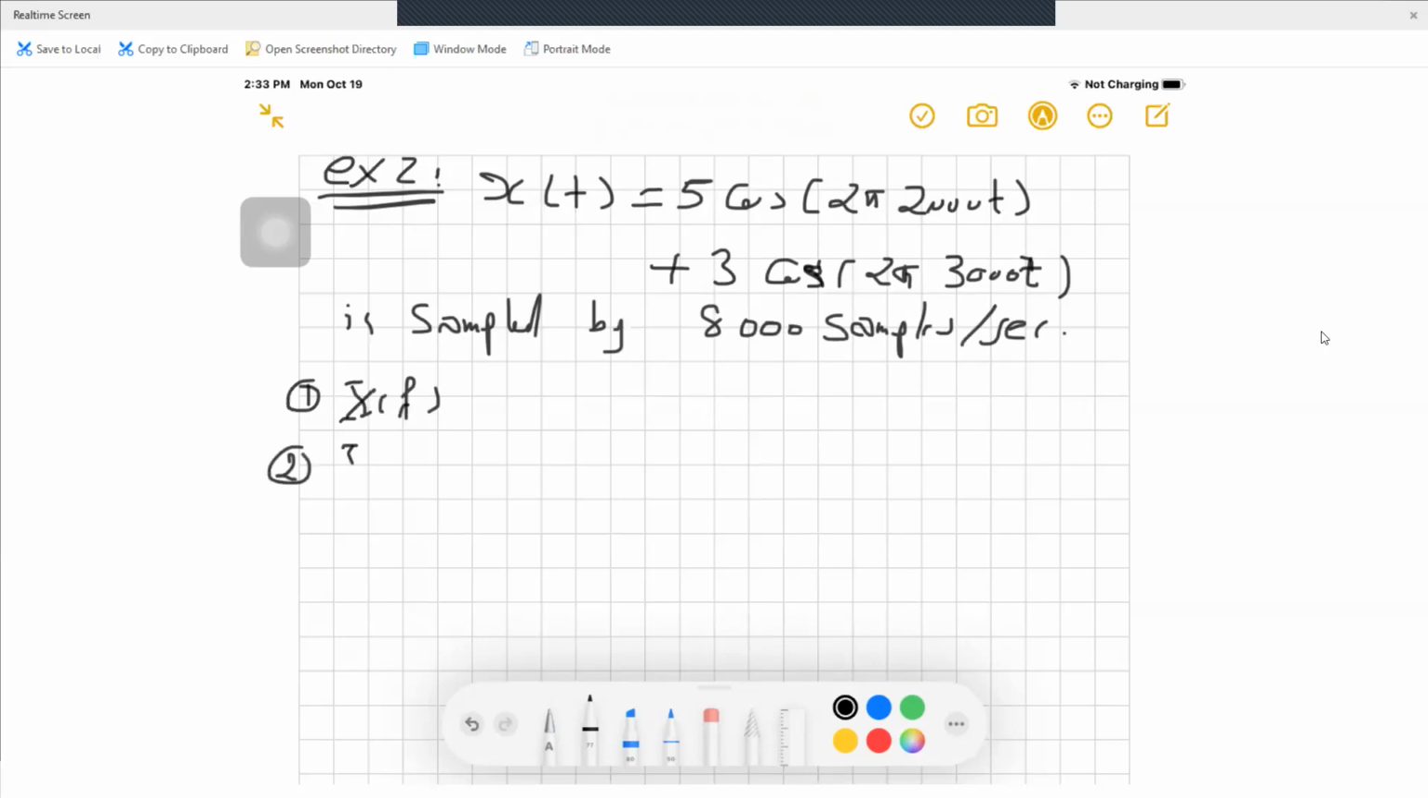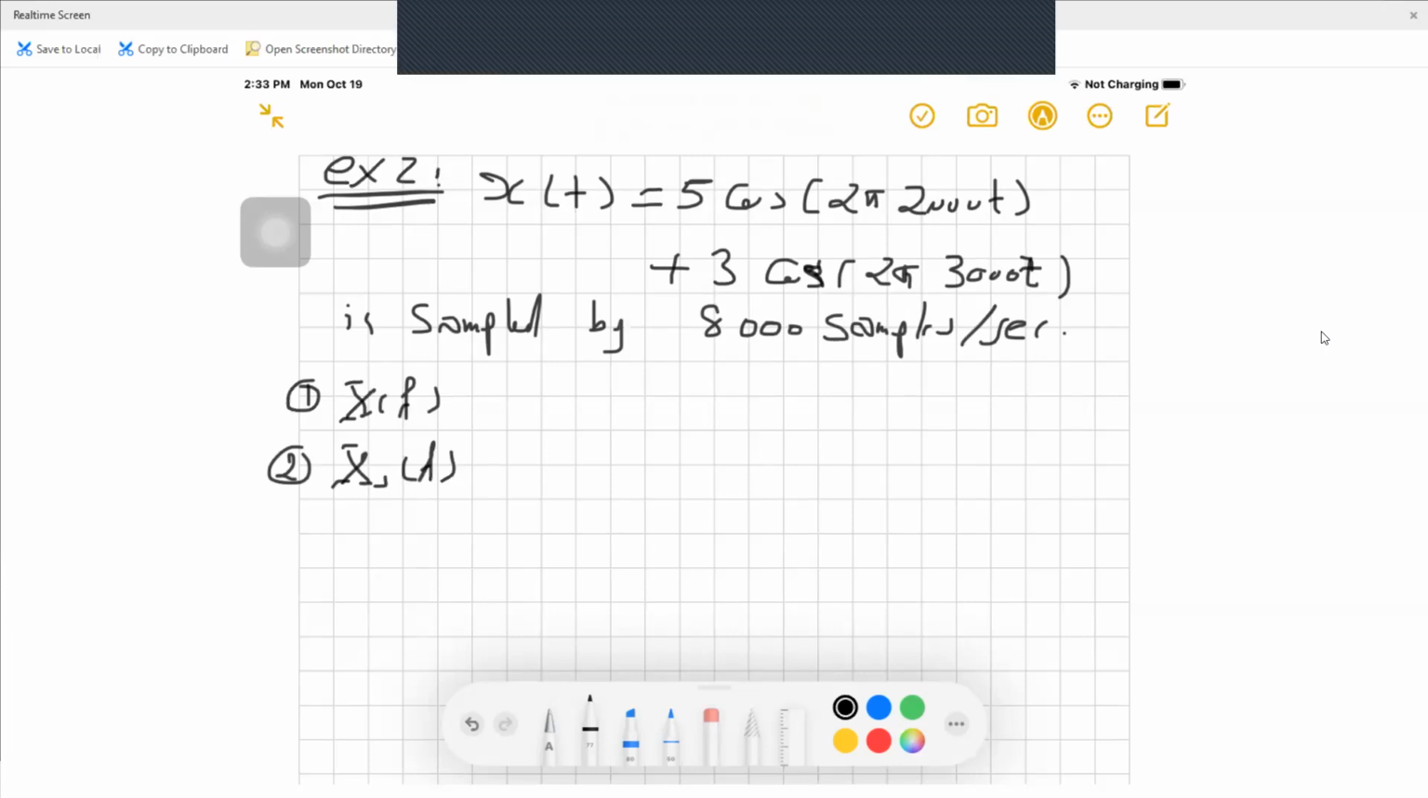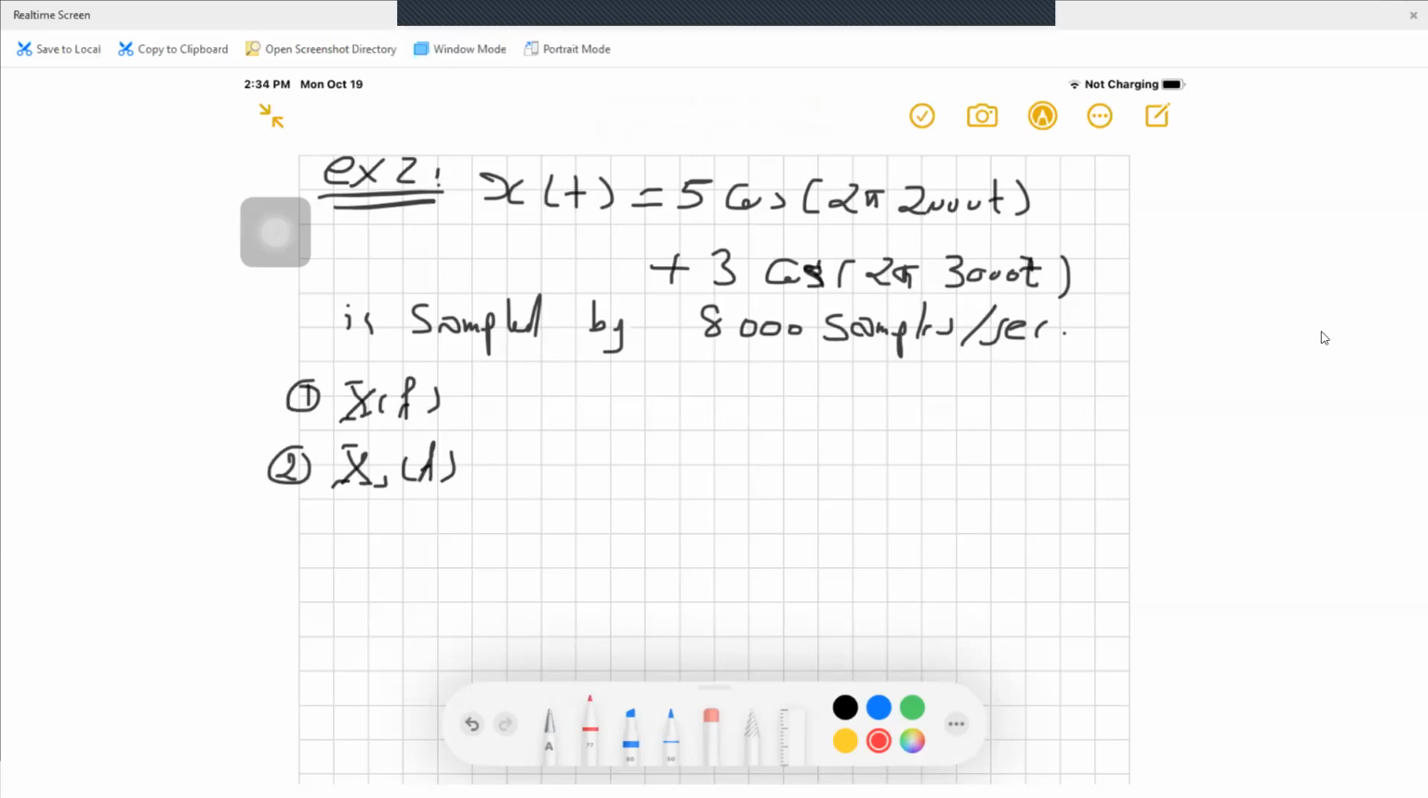Number 2, xs of f. As you know, x of f is the spectrum for the original signal. Xs of f will be the spectrum for the what? For the sampled signal. Now, before getting into the sketches of these signals, let us discuss some important things.